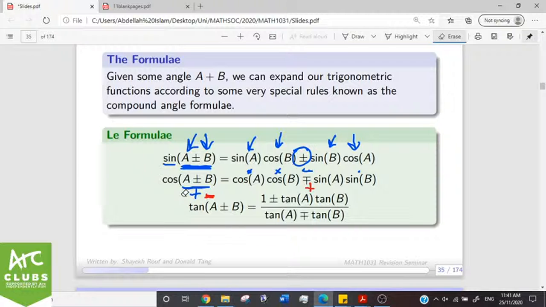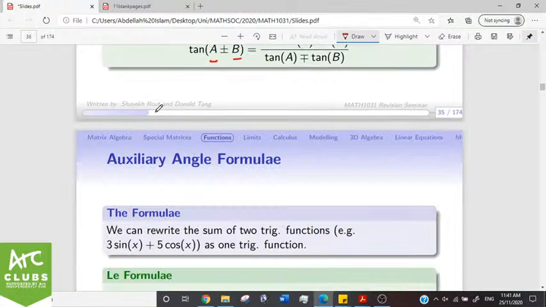And then finally, the tan compound angle formula is, so you have a plus b. On the top, the sign stays the same. On the bottom, you have to change the sign. Okay. Those are really easy mistakes to make, forgetting how the sign goes.